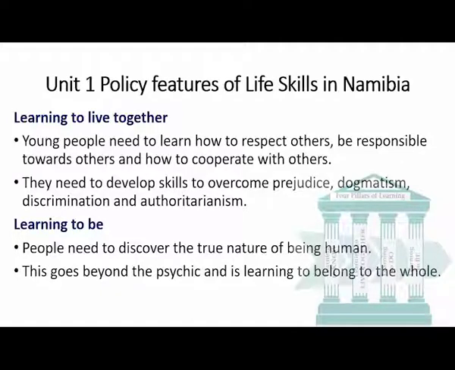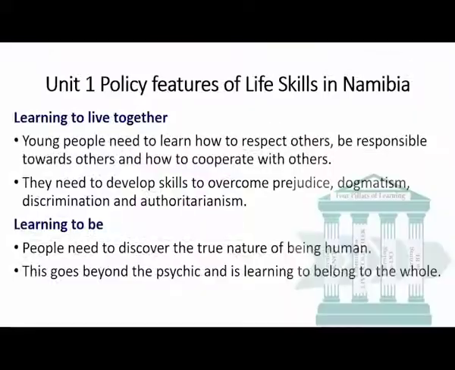Dogmatism is normally when your opinion, it's actually an opinion, but this opinion is communicated as a fact, as evidence, as if there is evidence. You see, so it's not evidence-based, but you express yourself and you want to influence other people, but you don't have valid facts to prove your judgments. Discrimination. We know what discrimination is, to treat people differently.